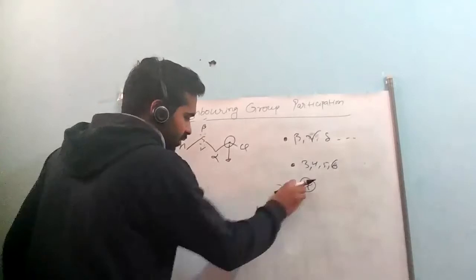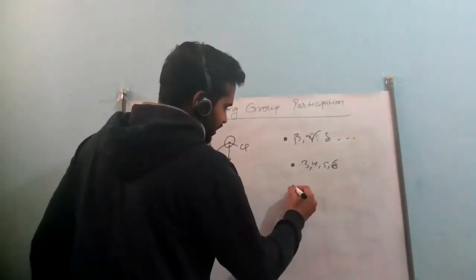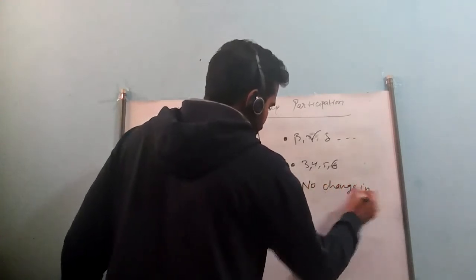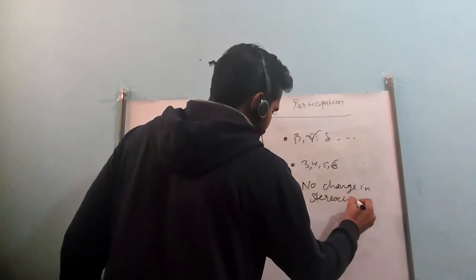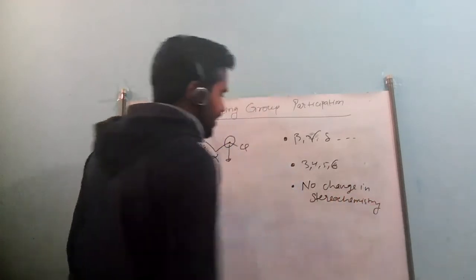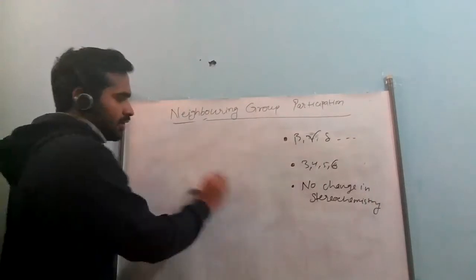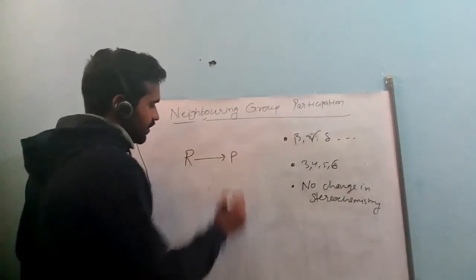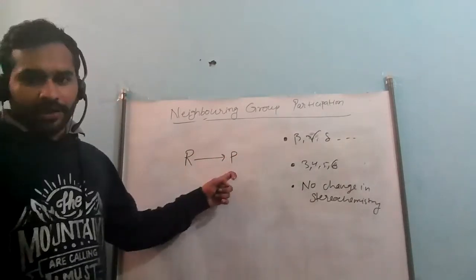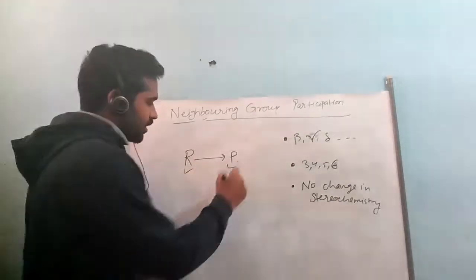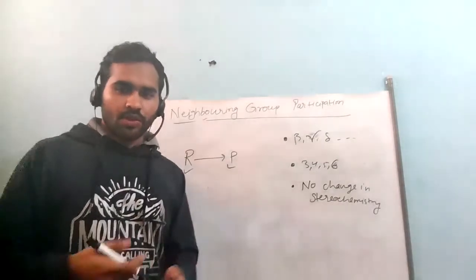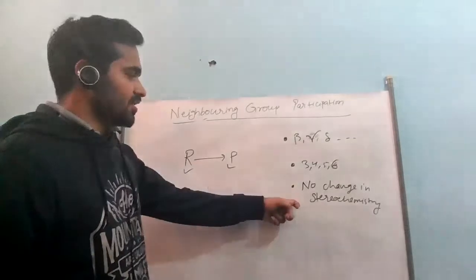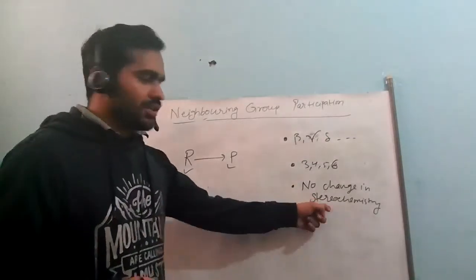Okay, friends, one more point. In these reactions, there is no change in stereochemistry. What does it mean? It means that in these reactions, we are moving from reactant to product. Suppose I write reactant as R and product as P. If the stereochemistry of reactant and product are the same, then we can say that there is no loss or change in the stereochemistry. So I can write here, in these reactions, there is no change in stereochemistry.